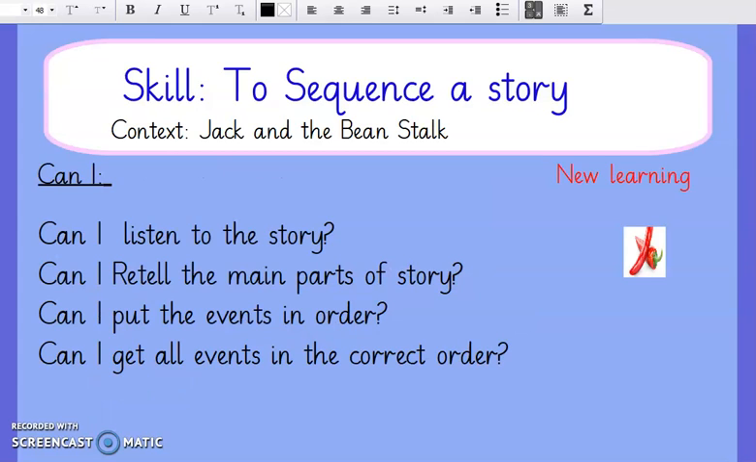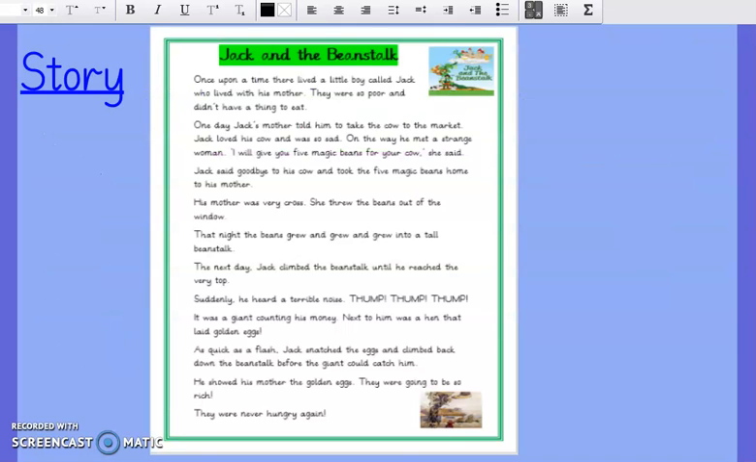Our skill is to sequence a story. Listen to the story, retell using the main parts, and then put the events in order. If you need to reread the story, you can pause the video now.